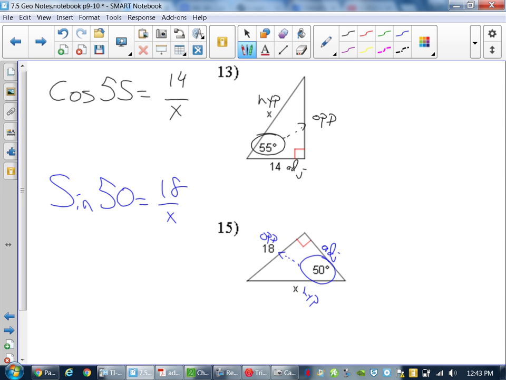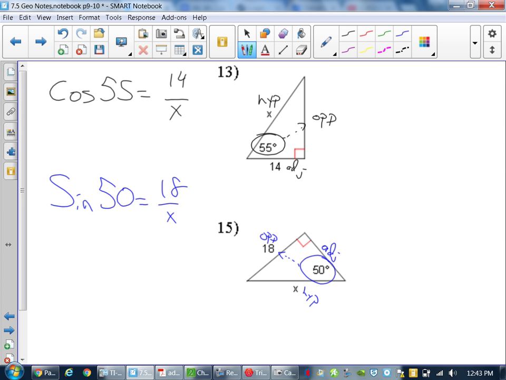So as we go through these then, 16, which trig function did you use? Tangent, good. You had tangent of 54 is x over 17. We okay with that? All right. 17, what did we use? Sine, good. Sine of 68 is 18 over x. 18, which one did you use? Cosine, good. Cosine of 75 is 11 over x.